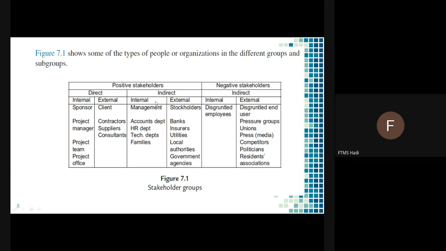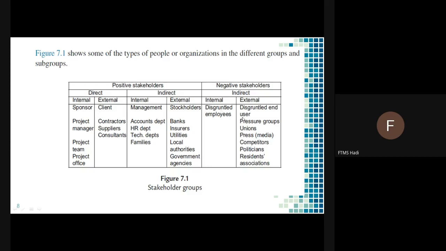Kalau yang internal ni dalam company secara tak langsung, management, account department, yang tak terlibat dalam projek tapi kepada supporting role saja. And this one direct, of course, sponsor, project manager, project team, semua yang terlibat secara terus, external, client, contractor, supplier and consultant. So dia memang, I can say around dalam 80% penglibatan tu memang ada lah.